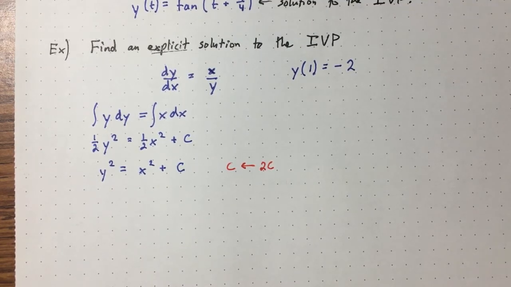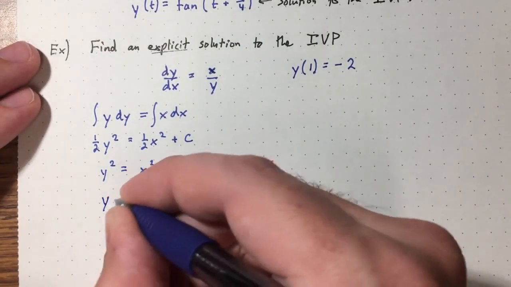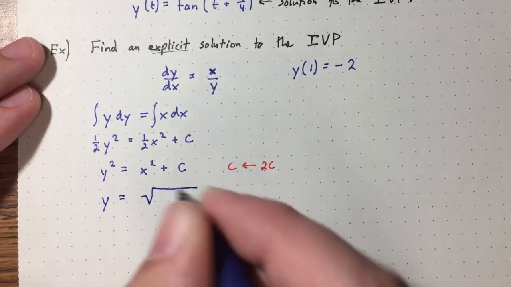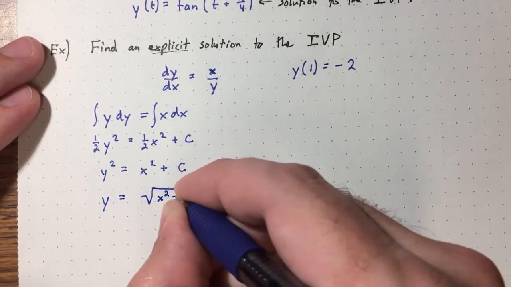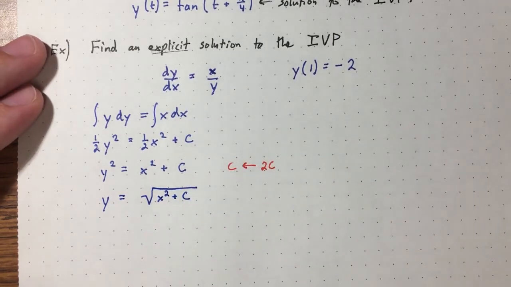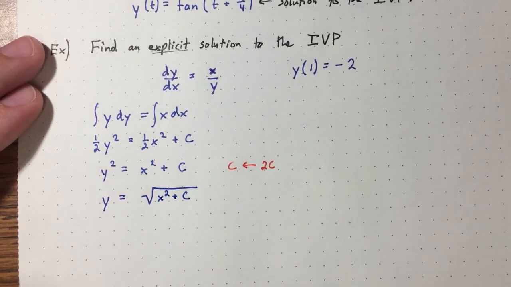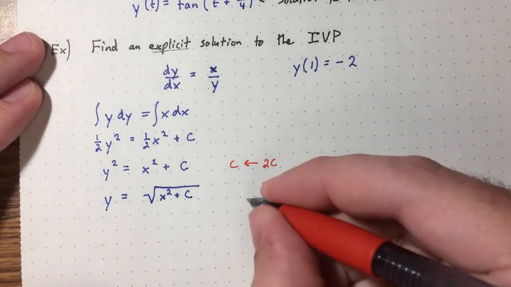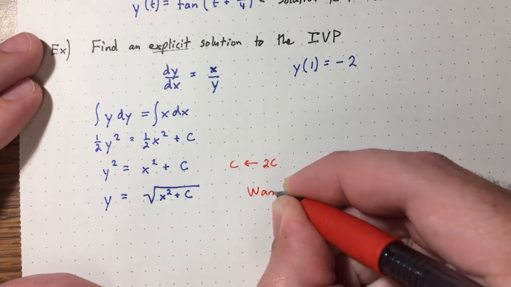Okay, so we're done. Yeah, we just have one more step here. So let's solve for y. We get y equals square root of x squared plus c. But I forgot something here. Can you see what I have to add? So this is actually a really typical mistake. So I'll put a warning over here.